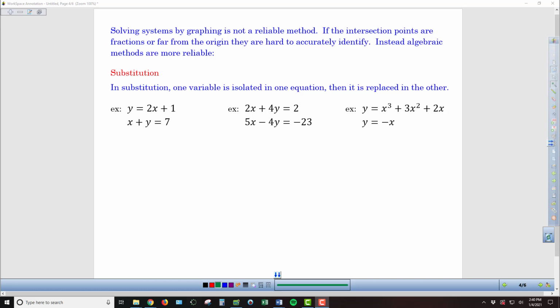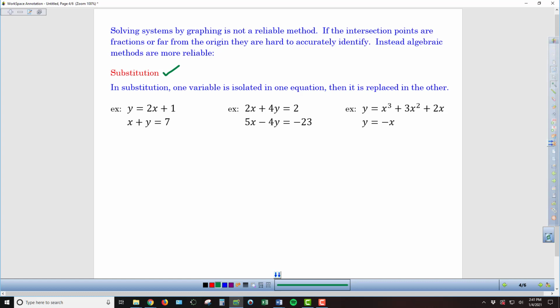So it's instead a much better approach for us if we use some algebra techniques to find the place where the two lines intersect without having to draw a graph at all. The first of those is called substitution. This is where we isolate one variable in one of the equations and substitute into the other.